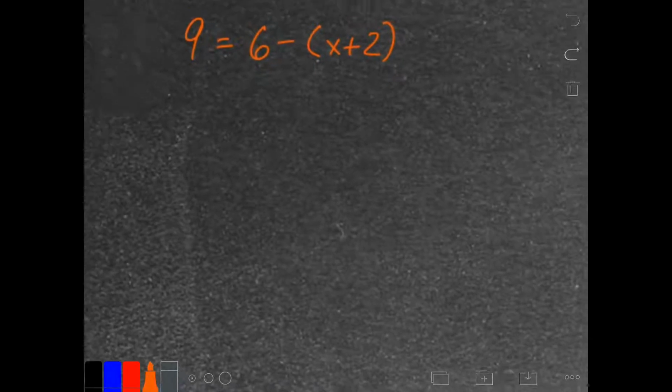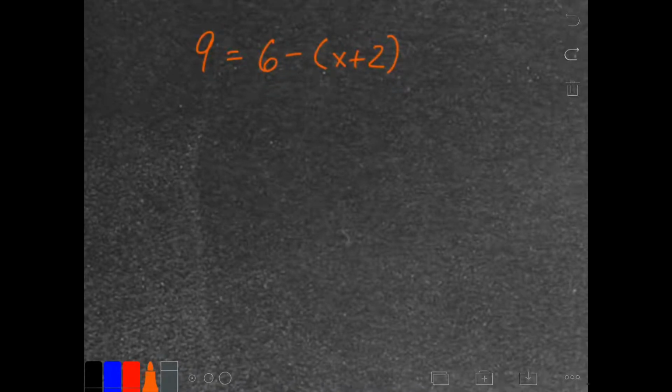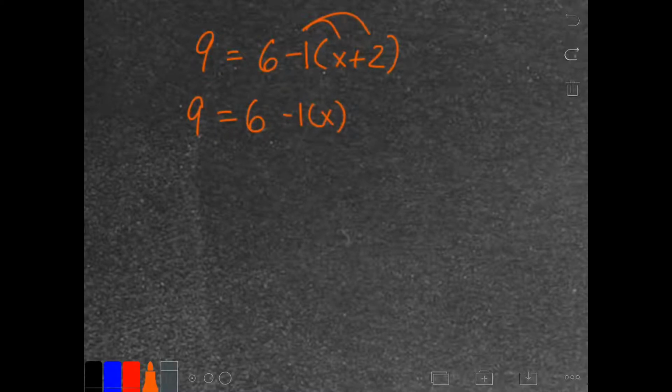Next example, 9 equals 6 minus the sum of x and 2. So I have some parentheses there. So first thing I want to do is get rid of those parentheses. So we can think of this minus sign as a negative 1. And what I need to do before I can add or subtract anything to balance this equation is simplify the right-hand side. Well, I can do that by distributing a negative 1. So 9 equals 6, negative 1 times x, and then negative 1 times 2.